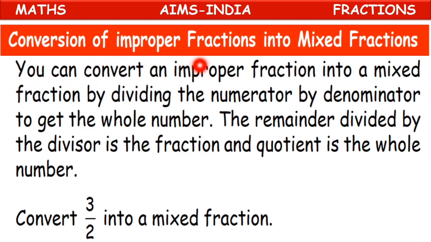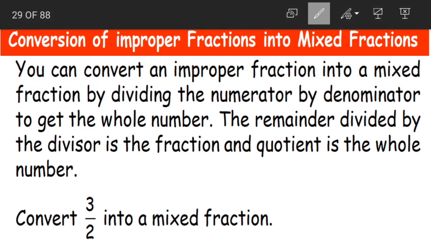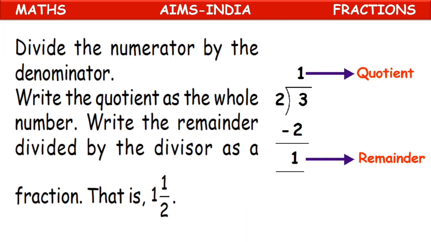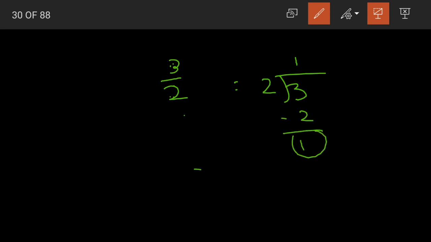Next, conversion of improper fractions into mixed fractions. Now you can convert an improper fraction into a mixed fraction by dividing the numerator by the denominator to get the whole number. The remainder divided by the divisor is the fraction and the quotient is the whole number. Example, convert 3 by 2 into a mixed fraction. It is an improper fraction. Yes. So first to convert we have to divide. 3 divided by 2. We have 2 ones are 2. When we subtract, 1 is our remainder.